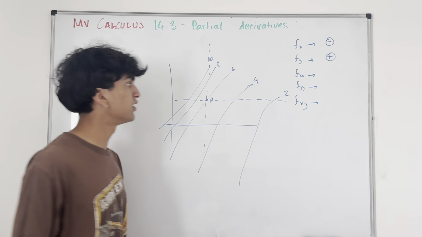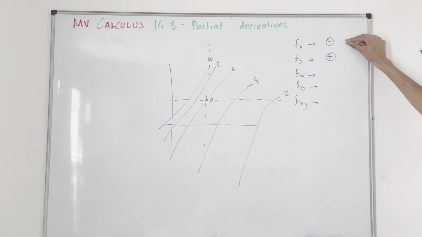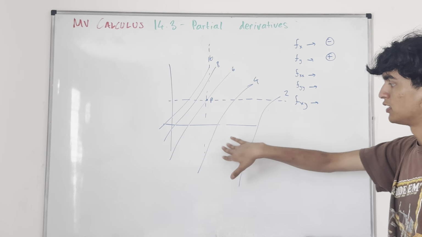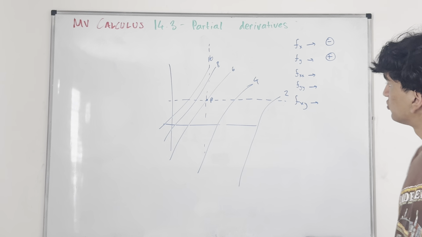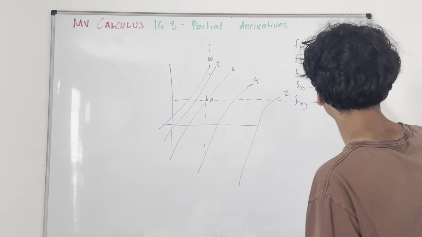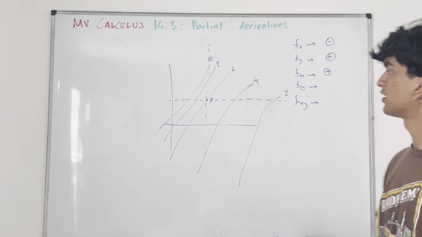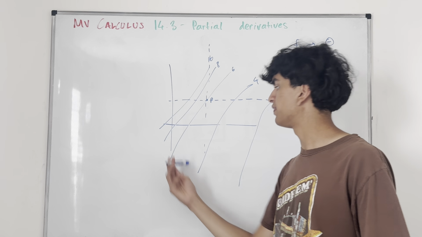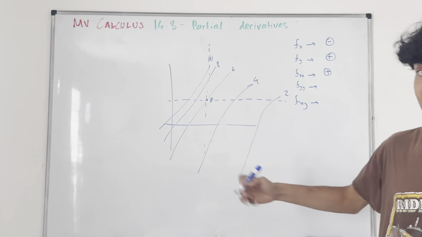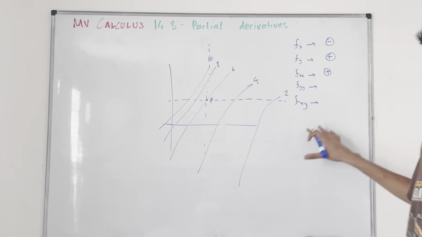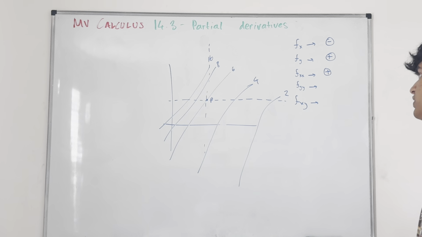So if my derivative is already negative and it's getting less and less in magnitude, my second derivative must be positive. Because the partial derivative is negative, and then it's getting less and less negative. It's getting more towards 0. So the second partial derivative would be positive.